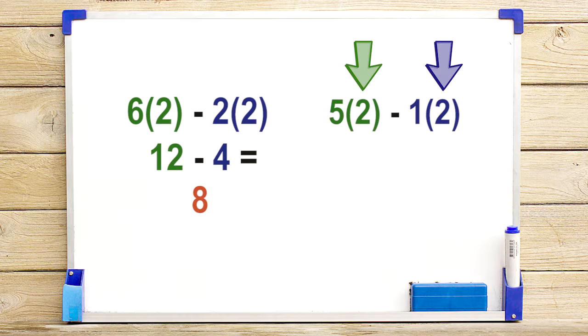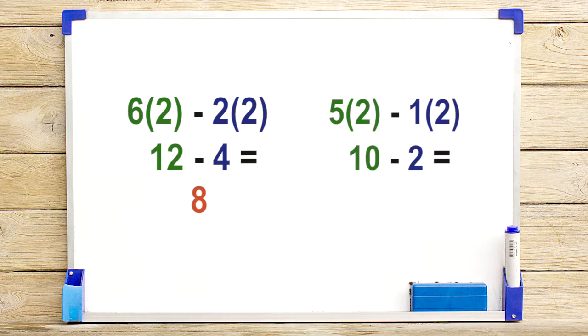Now we will substitute a 2 in for the variable y in the second expression, again doing the multiplication first. 5 times 2 equals 10, and 1 times 2 equals 2. 10 minus 2 equals 8. The two expressions are equivalent because when we substituted 2 for the variable y, both expressions equaled 8.